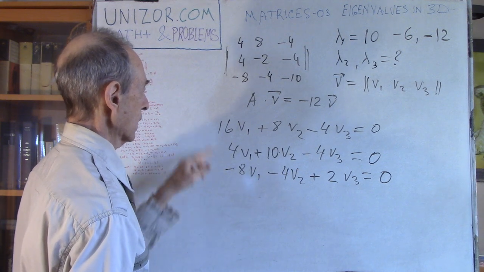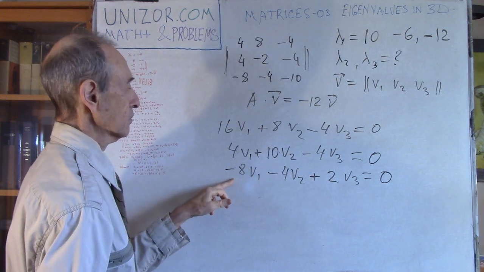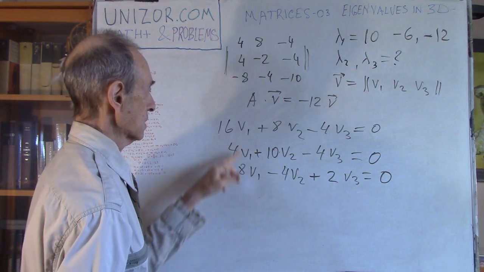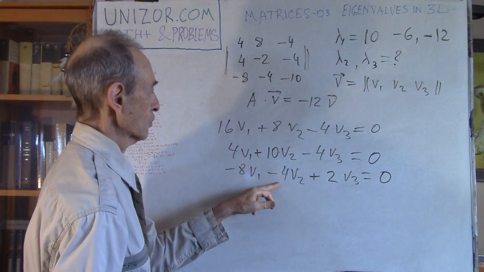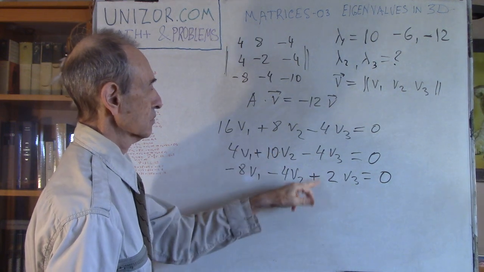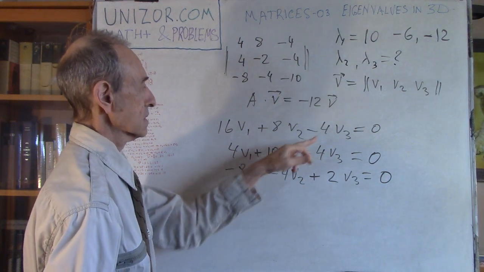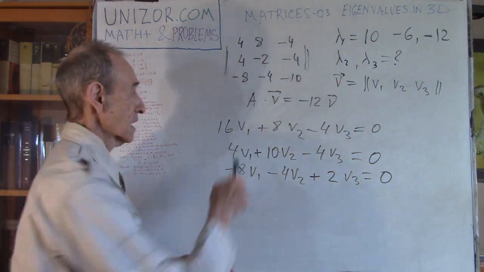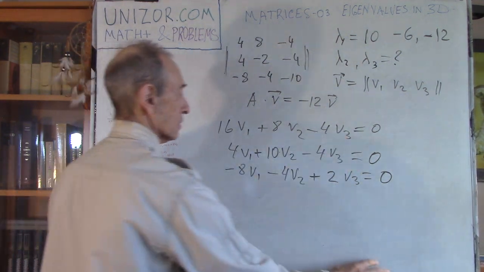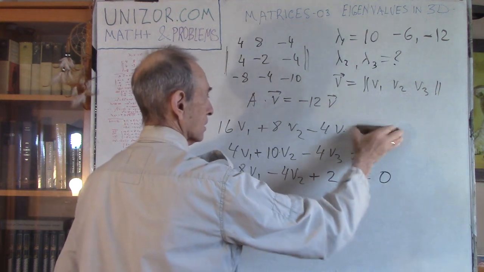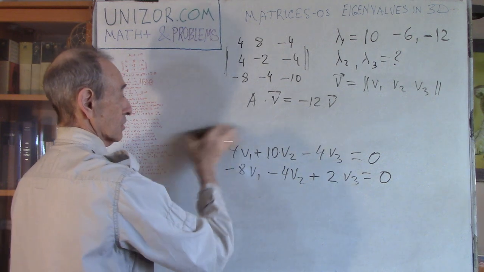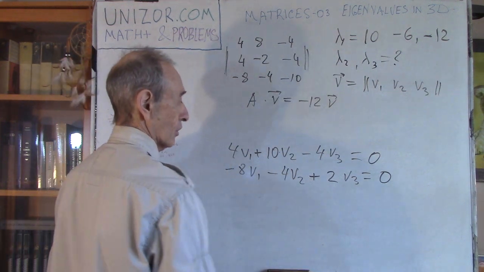Look at the first equation and the third one. If the third one is multiplied by minus 2, 16 by minus 2 would be plus 8, and this would be minus 4. So basically this is the same as this one multiplied by minus 2, which means this equation is not really needed and doesn't bring any new information to us. So it's a system of actually two equations with three unknowns.